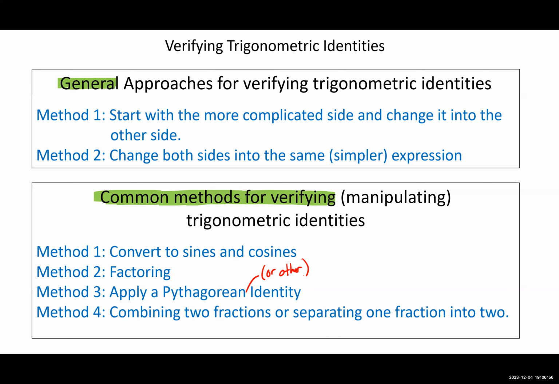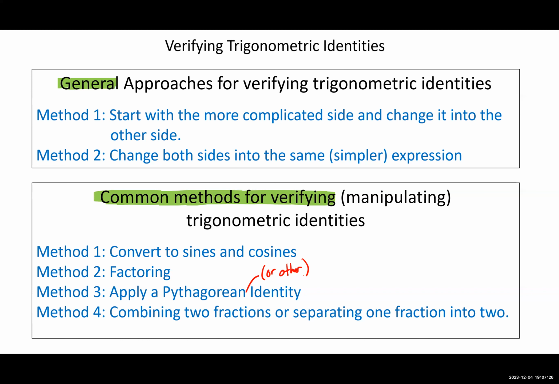Work with fractions, right? There's a lot of fractions in trig because 4 of the 6 trig functions are defined as being a quotient. Secant is the fraction 1 over cosine. Cosecant is the fraction 1 over sine. Tangent is the fraction sine over cosine. Cotangent is the fraction cosine over sine. So there's a lot of working with fractions. Combine fractions, common denominators, split up fractions.